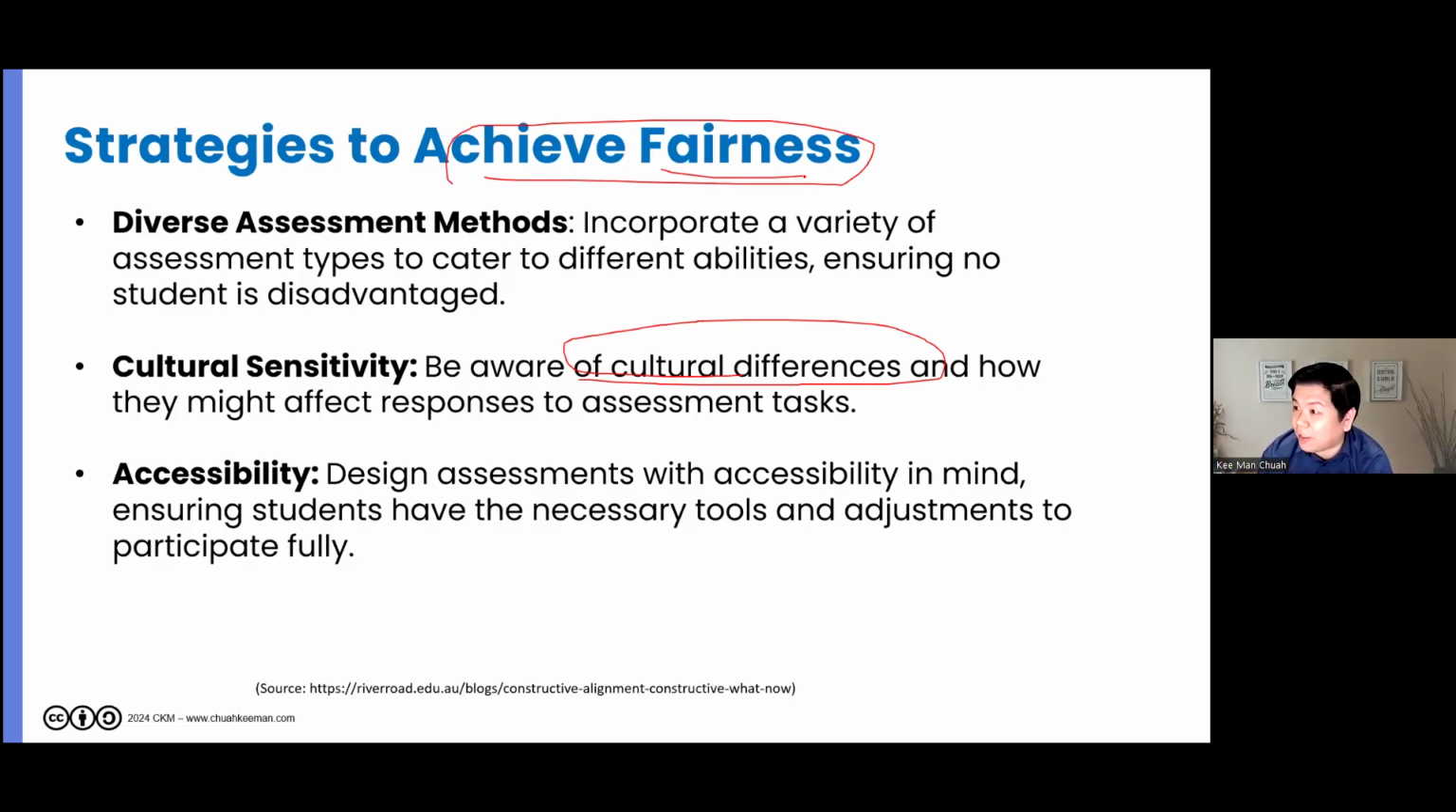Like Jamovi is a very good open source statistical software. Why do we have to confine to SPSS, for example? So these are the considerations that we need to think about when it comes to accessibility, because not everyone has equal opportunity to pick up that skill or the knowledge behind all these tools, right?